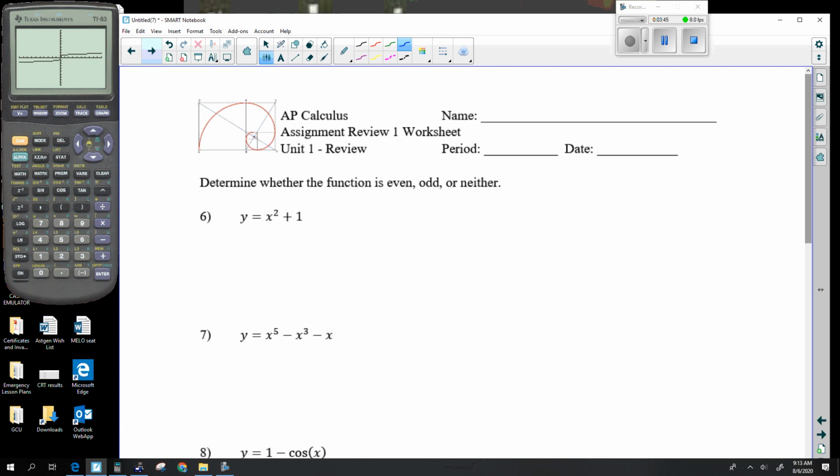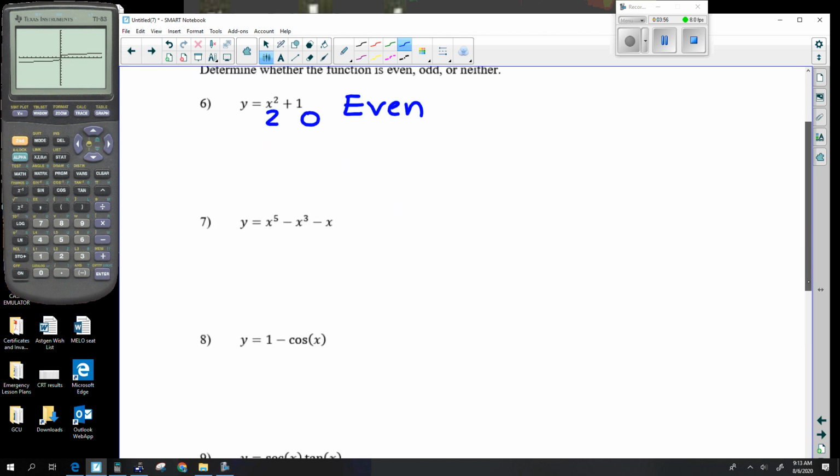Even, odd, or neither. I see that this has an exponent of 2 and this has an exponent of 0. This is even. Again, you're looking at just the exponents of the x's. So even if this number had an exponent on it, I'm not really concerned about it because this has an x to the 0 attached to it. All right, so here I have a 5, 3, 1. These are all odd numbers. This is odd.